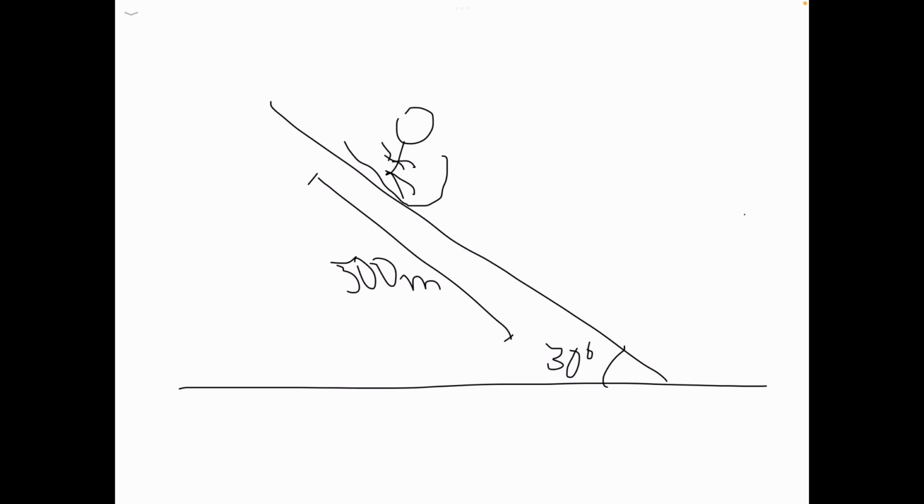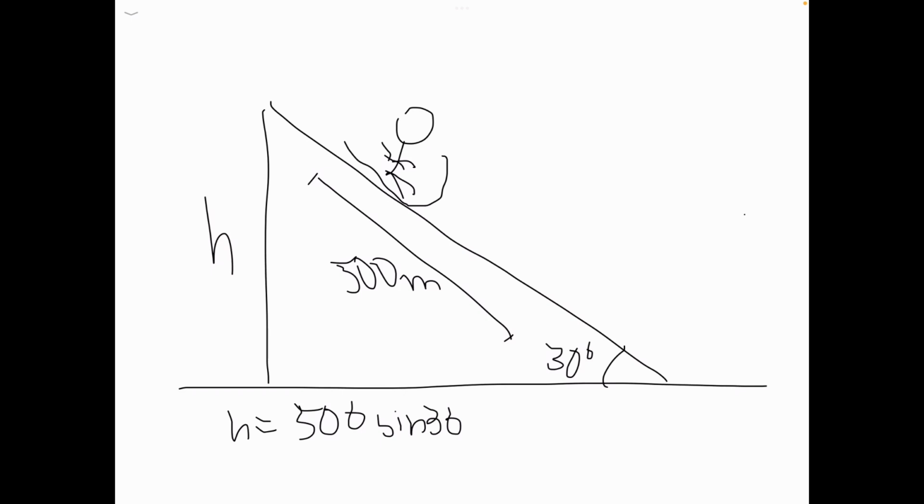So first we can write down the known quantities. So we know that the height, h, is equal to 500 times sin 30. And we know that the kinetic energy is 85%, so 0.85 of the potential energy, since 15% of the initial potential energy is not transferred to kinetic energy.